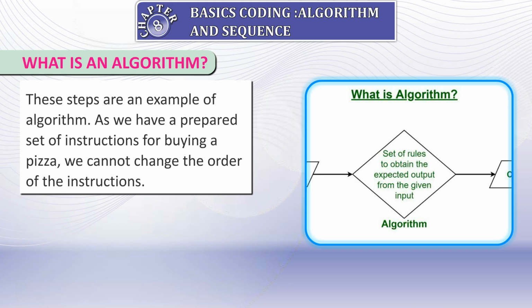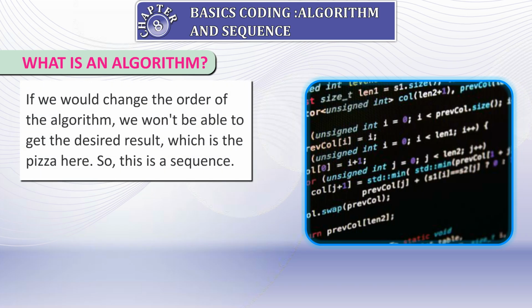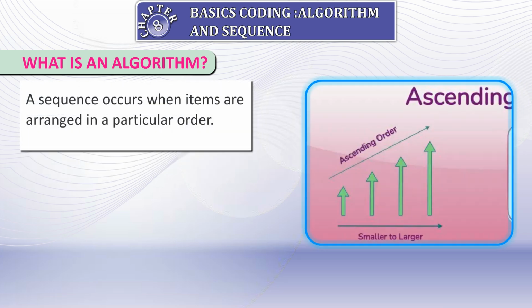As we have prepared a set of instructions for buying a pizza, we cannot change the order of the instructions. If we would change the order of the algorithm, we won't be able to get the desired result, which is the pizza here. So, this is a sequence. A sequence occurs when items are arranged in a particular order.